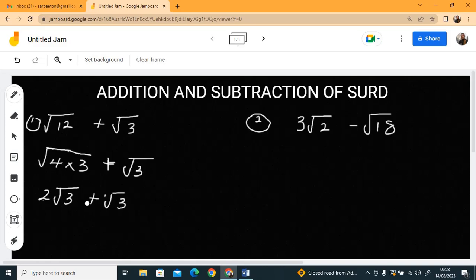So 2 plus 1 will give us 3. Both of them have root 3, so you join them together. You take one root out of them. So this is your final answer.